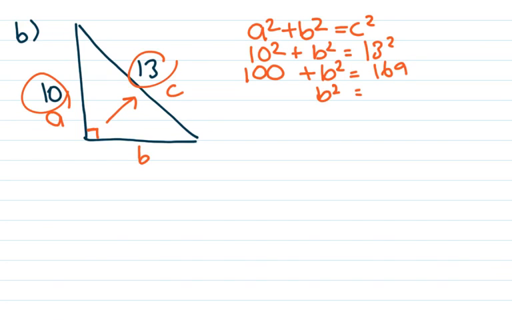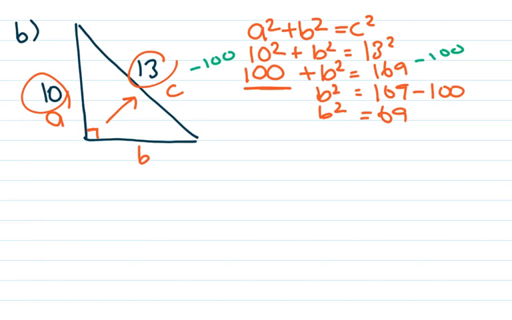B squared equals, so I need to get rid of this 100, so I'm going to subtract 100 from both sides. 169 minus 100. B squared equals 69. B, take the square root of both sides, and B equals approximately 8.31. So this side length is 8.31.